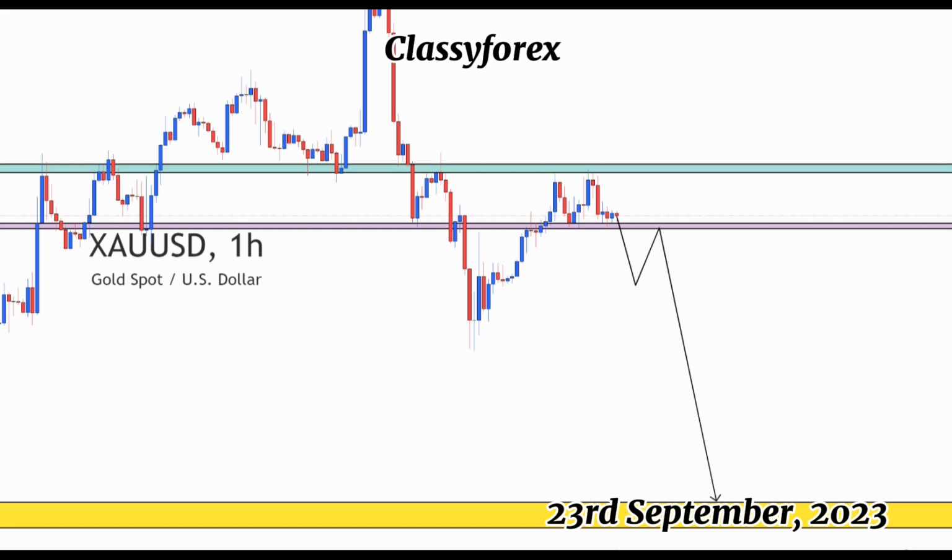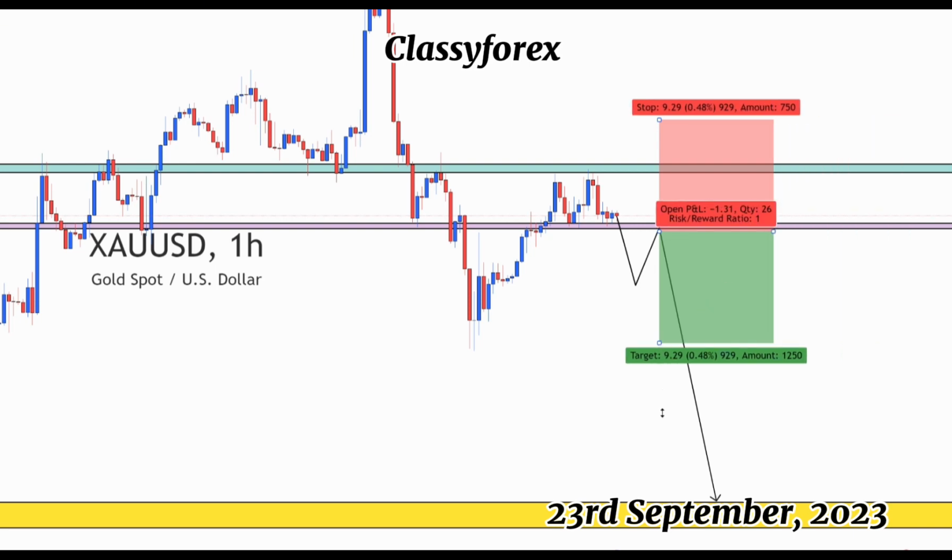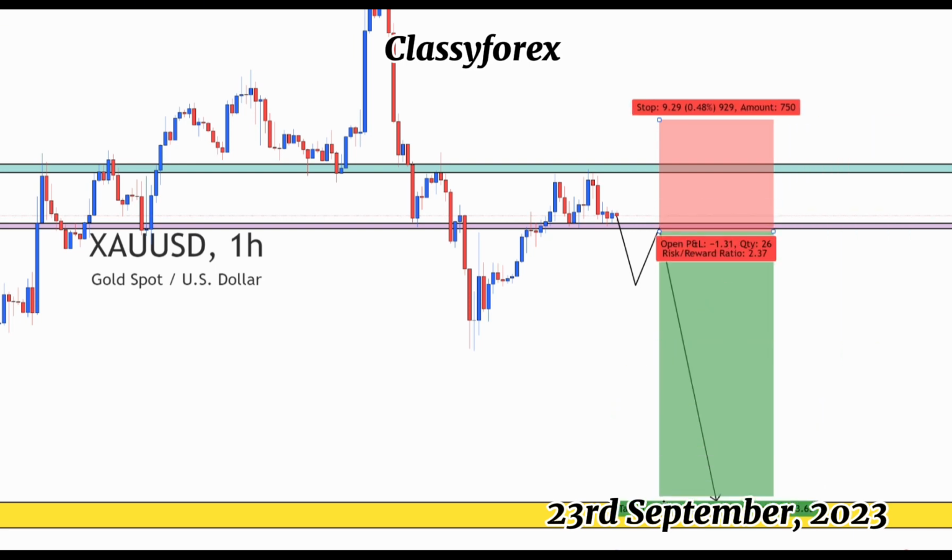Okay, let me put on the coordinates for you guys. All right, so this is gold on the 1 hour time frame, as I said, and this is how we are going to pick our entry all the way to the downside. Very, very simple. So this is going to be our setup on gold.